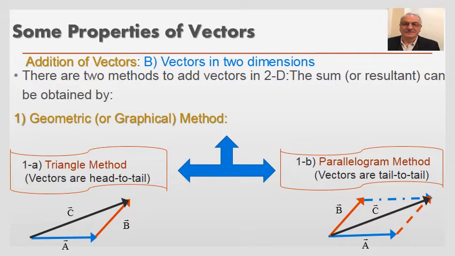So to find the sum or the resultant in this method, the parallelogram must be completed, and then its diagonal can be drawn from the corner of the tails of the vectors up to the opposite corner of the parallelogram, and this diagonal represents the sum or resultant of the 2 vectors, called C.